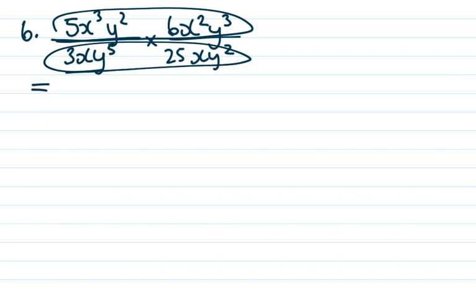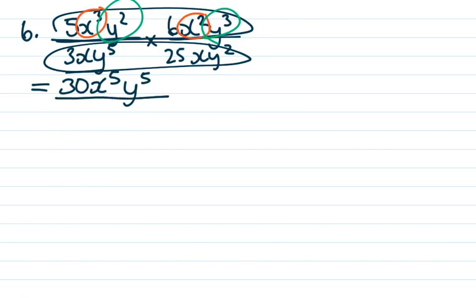So I'll have 5 times 6, which is 30. Then I'll have x cubed times x squared, in which case I can add their exponents. So I have x to the power of 5. Then I have y squared times y cubed, add the exponents, and I have y to the power of 5. In the denominator, I have 3 times 25, which is 75. Then I have x times x, which is x squared. And then I have y to the power of 5 times y to the power of 2, which is y to the power of 7.